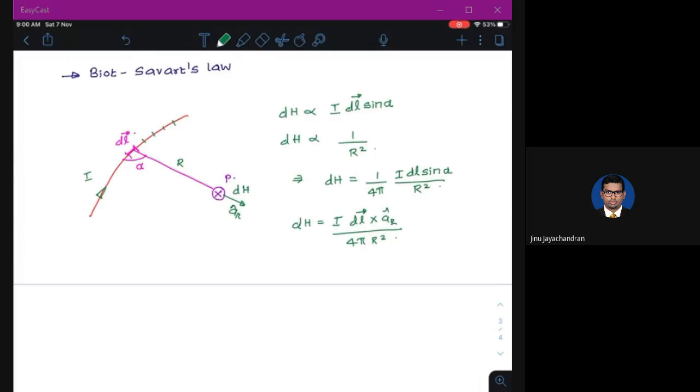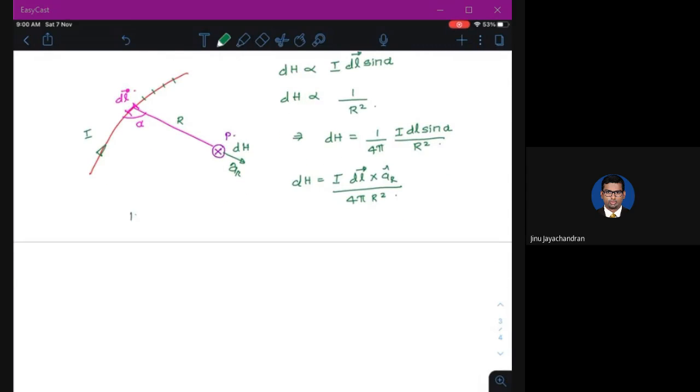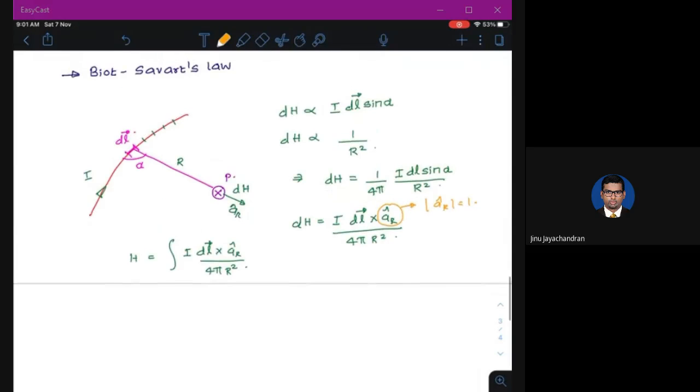If you want to find out H, you want to integrate it over the line. So basically, the value of H is equal to the integral of I dl cross ar cap by 4 pi r square. Remember, ar cap is a unit vector whose magnitude is 1. So this is how you find the magnetic field at any point P. The point P has a magnetic field caused by all these differential elements. If you add up all these differential length elements, you will finally end up getting the magnetic field at P, which is basically the integration.